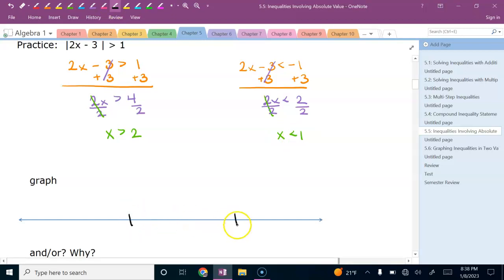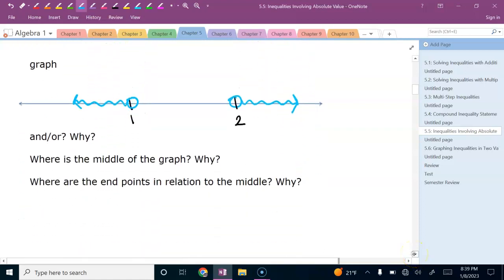When I came down here to my number line, I put 1 on the left, 2 on the right, open circles for both of them. And when I graphed, x had to be greater than 2, that means we would shade to the right. X also had to be less than 1, which means we shade to the left. So to answer our follow-up questions down here, this is an OR graph because they shade in opposite directions.